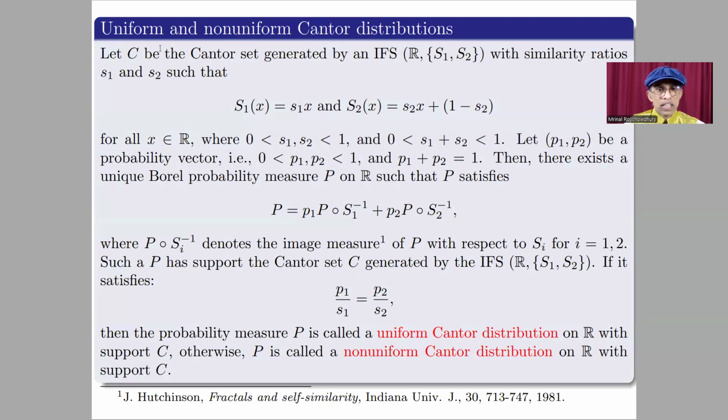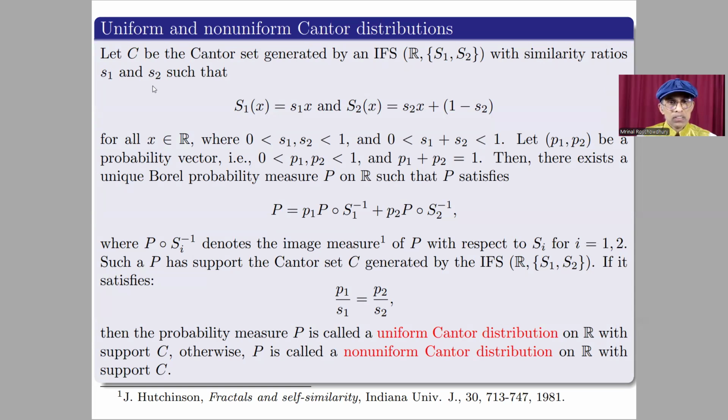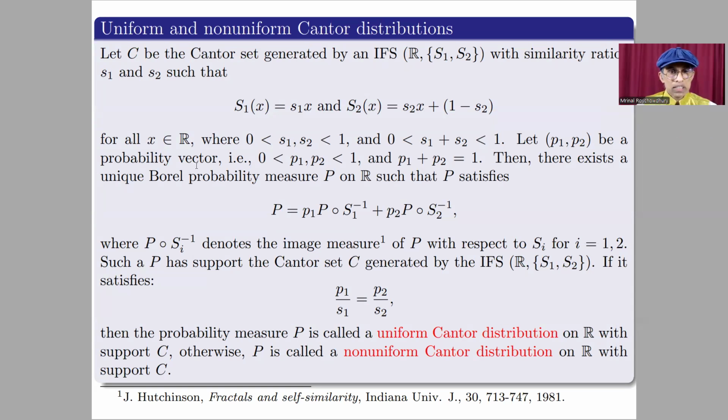Now, what is a uniform and what is a non-uniform Cantor distribution? Let C be the Cantor set generated by an IFS with similarity ratios s1, s2 such that S1(x) = s1 x and S2(x) = s2 x + 1 - s2 for all x belonging to R, where s1, s2 satisfy this condition and 0 < s1 + s2 < 1. Let (p1, p2) be a probability vector, that is, p1 lies between 0 and 1 and also p2 lies between 0 and 1 and their sum is 1.